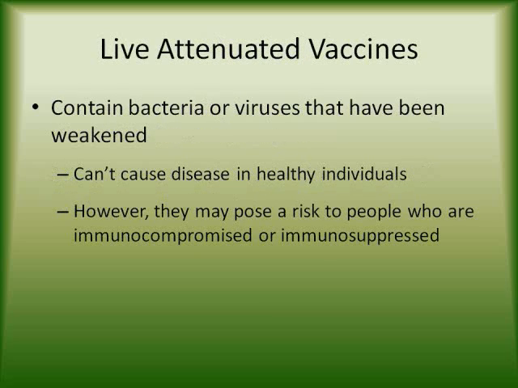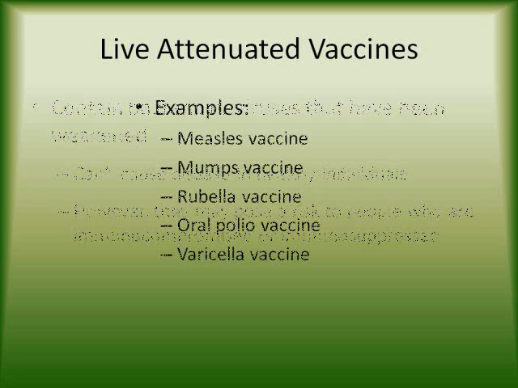We have several different types of vaccines. The first one is the live attenuated vaccine. That means they take a live bacteria or a virus and they weaken it. They weaken it to the point where it won't make people have the disease. And these are healthy individuals. However, heaven forbid we give this to someone who is immunocompromised or immunosuppressed. That means their immune system's not working, because they could get the disease. So we don't give live attenuated vaccines to people who are immunocompromised.